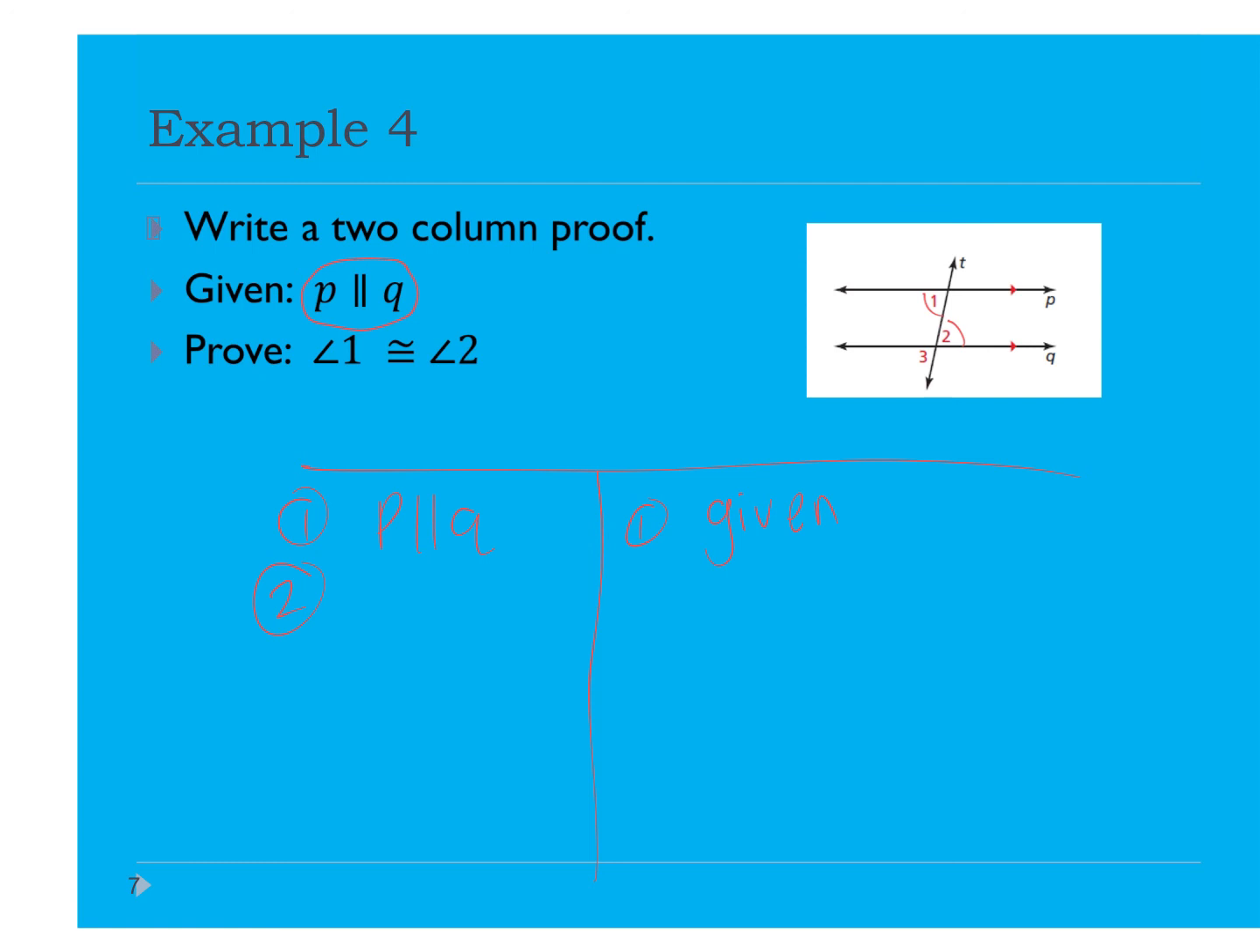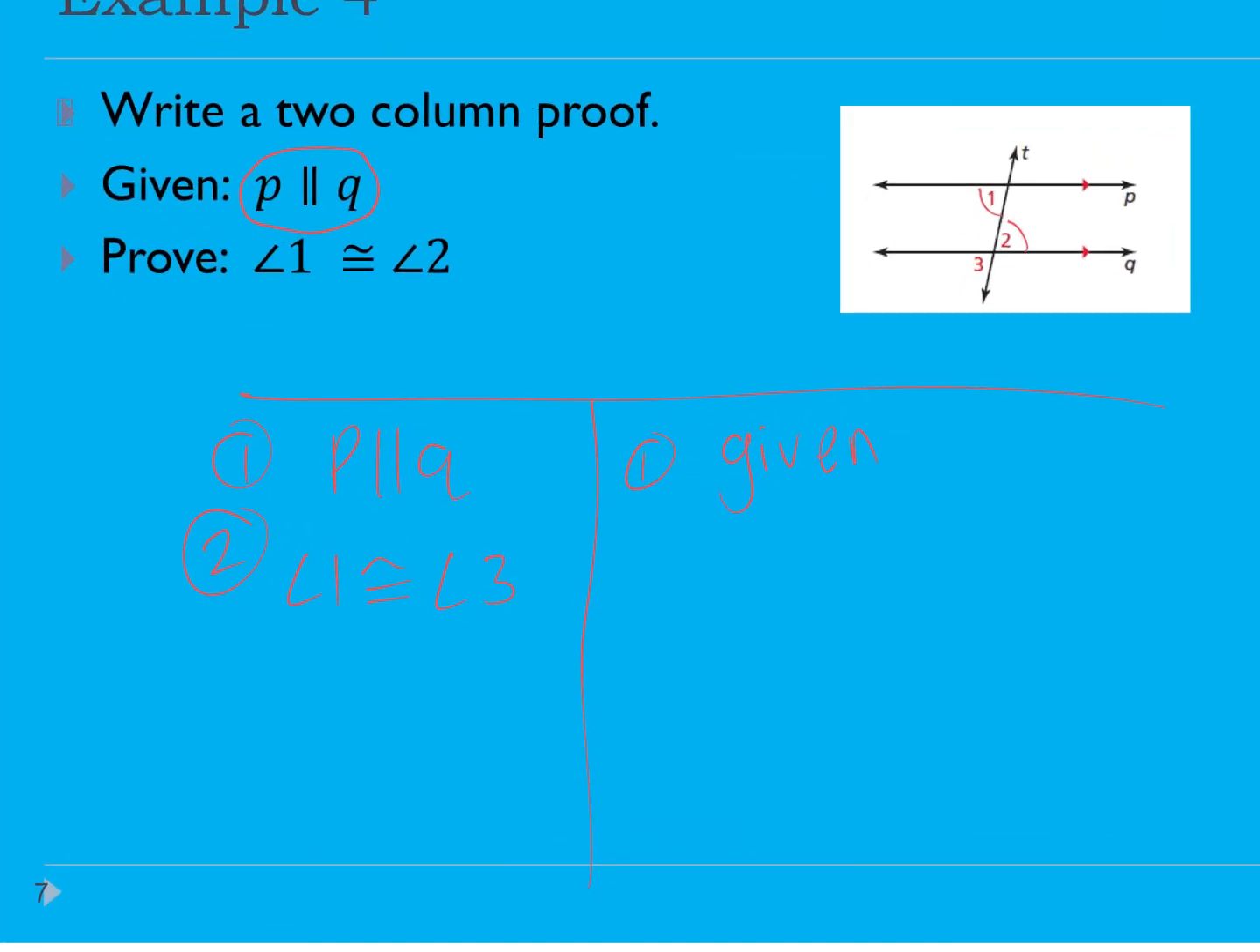Angle 3 is corresponding to angle 1. And since these guys are parallel, what do we know is true about angle 1 and angle 3? They're congruent. So we're going to start with angle 1 needs to be congruent to angle 3. And our reason, which theorem did we just apply? Or postulate? The corresponding angles, that's the only one that's a postulate, okay? Corresponding angles postulate.